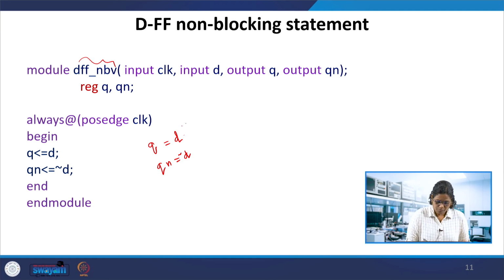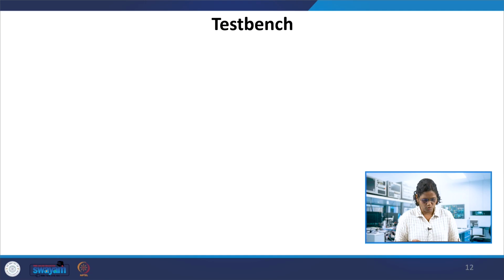The difference we will see in a few examples also. Just introducing it in the flip flop, we can use the non-blocking statement also. So if you use Q here, then for evaluation it will take the old Q value and then make the Qn. But we had given tilde D in the code.